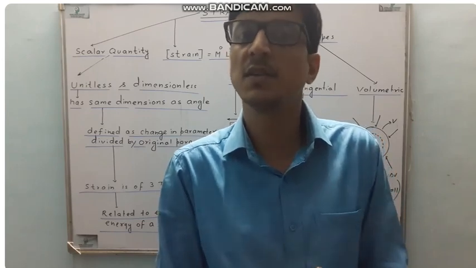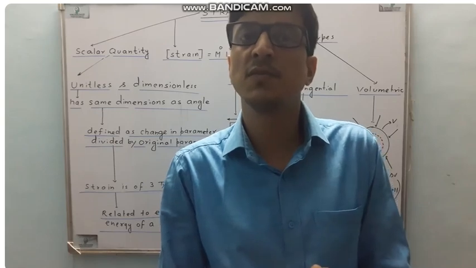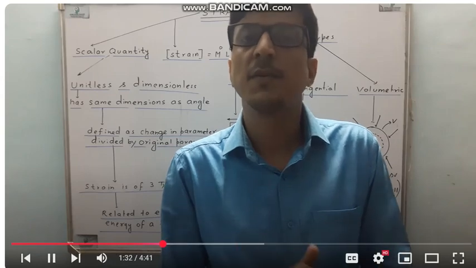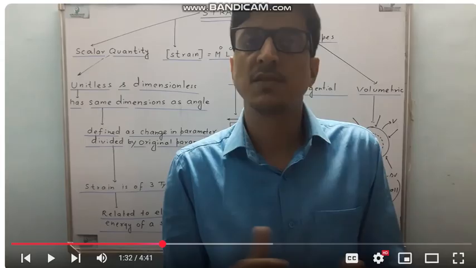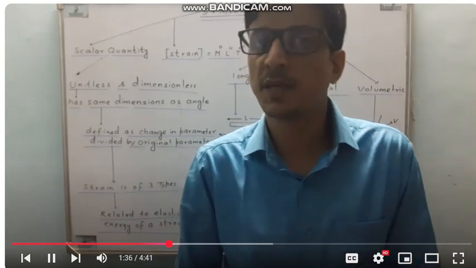Strain is a unitless and dimensionless constant. It has the same dimensions as that of angle, refractive index, etc. So let's see things in proper perspective.